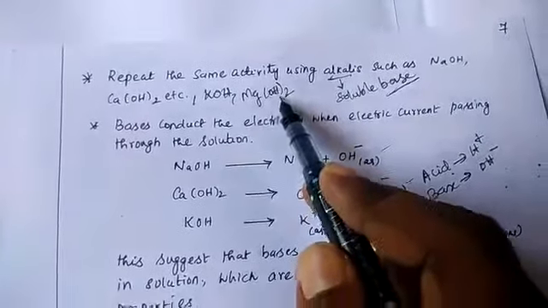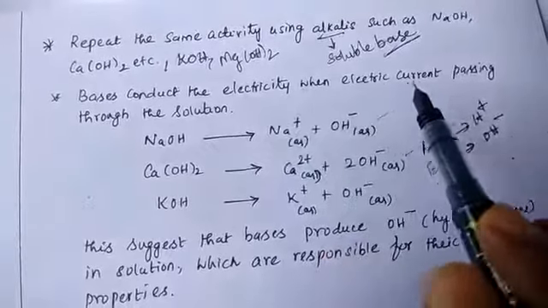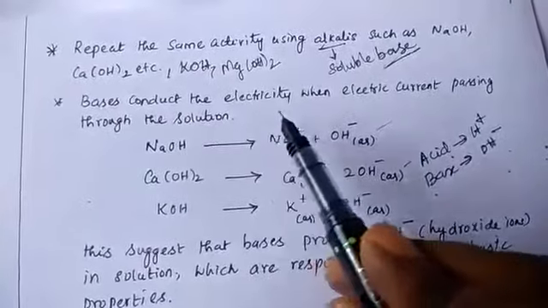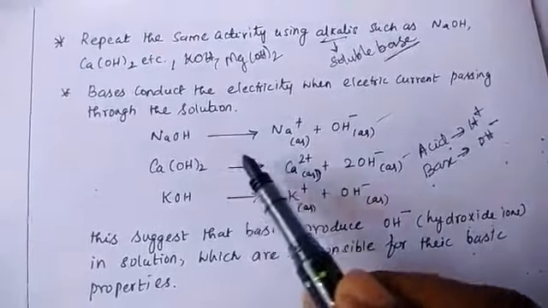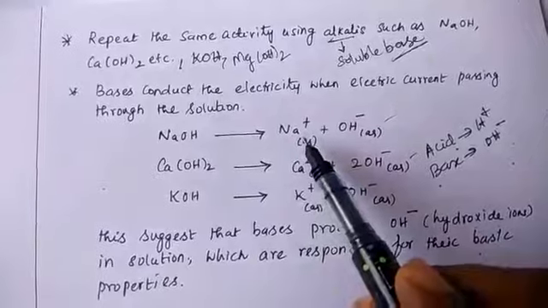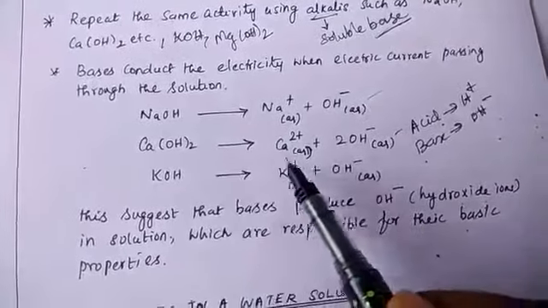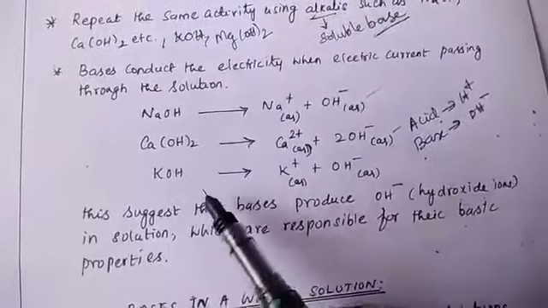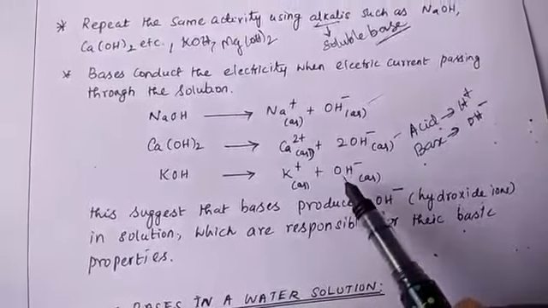Bases conduct electricity when an electric current is passed through the solution. For example, sodium hydroxide when dissolved in water gives sodium ion and OH minus ion. Calcium hydroxide when dissolved in water gives calcium ion and hydroxide ion. Potassium hydroxide when dissolved in water gives potassium ion and OH minus ion.